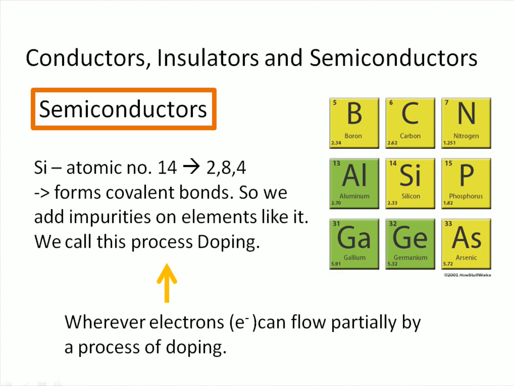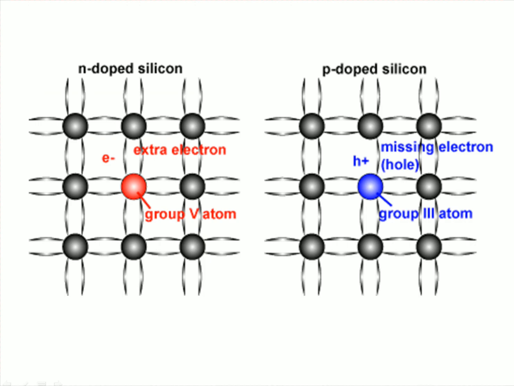So wherever electrons can flow partially by a process of doping, it's basically a semiconductor. We use silicon, or we use gallium arsenide. Some other forms we're going to learn more in depth later.